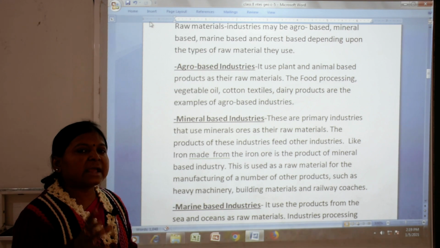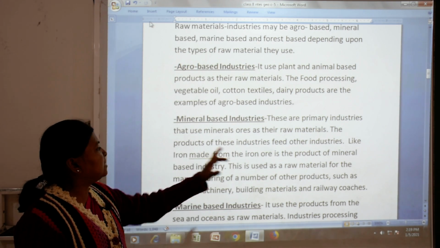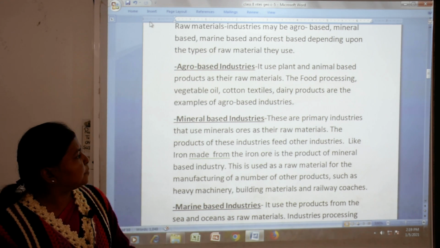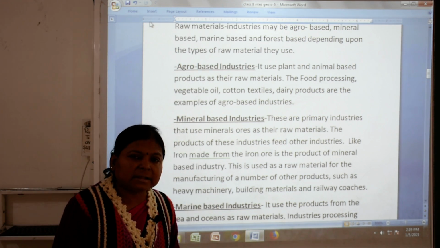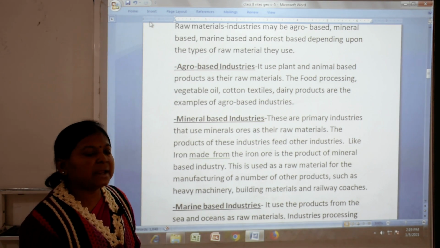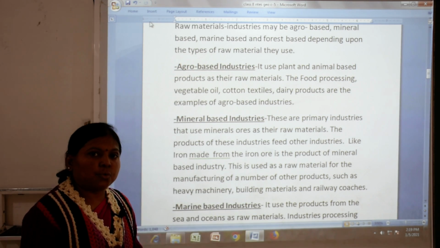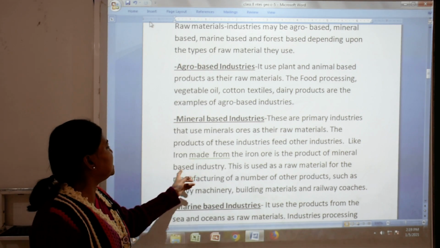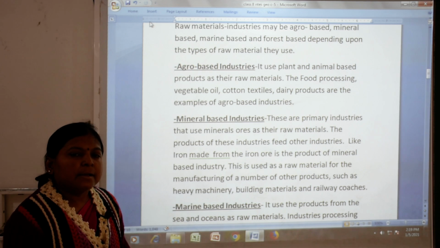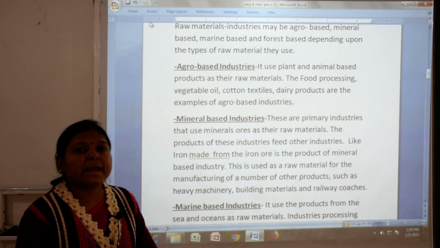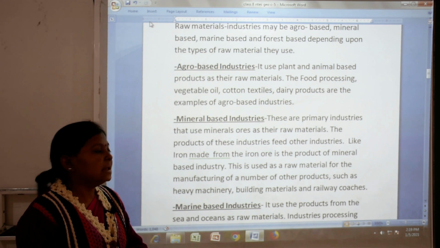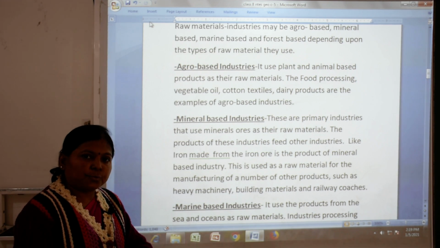Now, mineral based industries are the primary industries that use mineral ores. They use minerals as raw material, and the products of these industries feed other industries because they have to supply many materials. For example, iron is made from iron ore, and it is a product of mineral based industries. This is used as a raw material for manufacturing a number of products, such as heavy machinery, building materials and railway coaches.